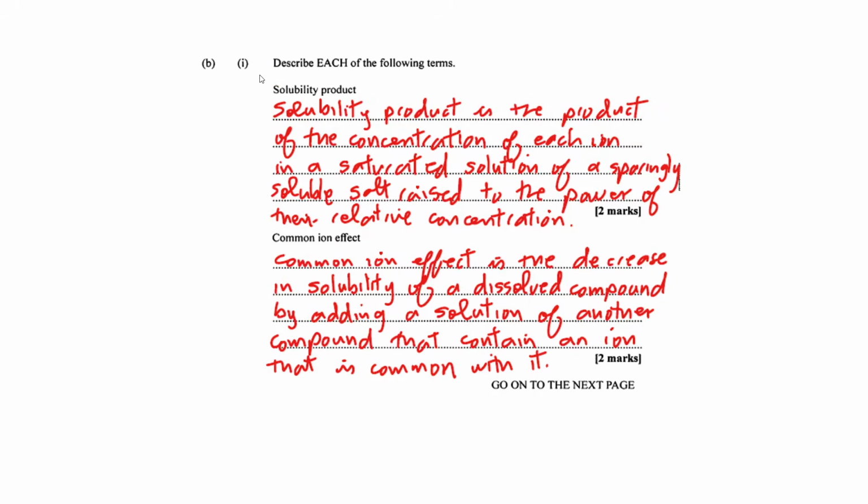B Part 1. Describe each of the following terms. Solubility product. Solubility product is the product of the concentration of each ion in a saturated solution of a sparingly soluble salt raised to the power of their relative concentration. Common ion effect. Common ion effect is the decrease in solubility of a dissolved compound by adding a solution of another compound that contains an ion that is common with it.